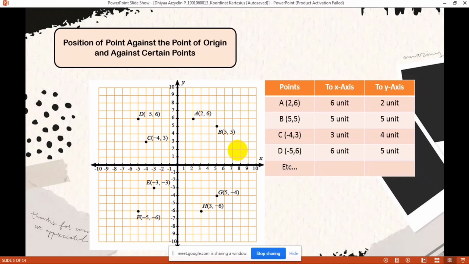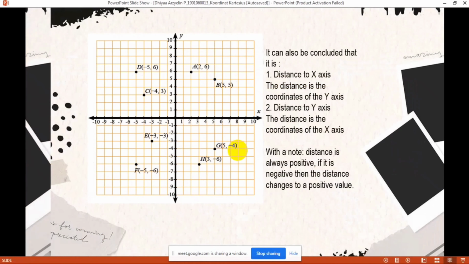Point C, negative 4, 3. Point C to x-axis is 3 unit. Point C to y-axis is 4 unit. And point D, negative 5, 6. To x-axis is 6 unit, to y-axis is 5 unit. So maybe you can learn until the point of H.